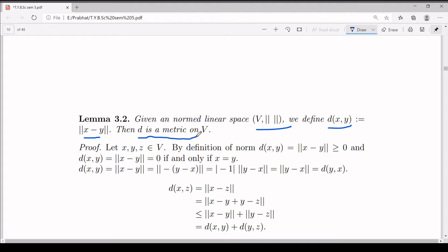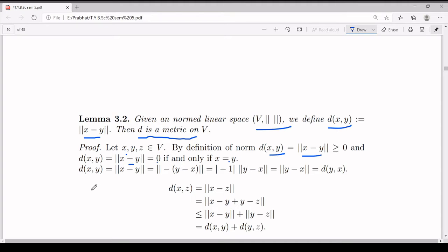So now let's see how to prove it. You take x, y, z inside V. Now first condition, that it should be greater than or equal to 0. Distance between x,y is norm x minus y, and by definition of norm it has to be greater than or equal to 0. And by definition of norm only, this norm x minus y will be 0 if and only if x minus y is 0, and x minus y is 0 if and only if x is equal to y. That means distance between x and y is 0 if and only if x is equal to y. So this is the first condition which is satisfied by the function d.